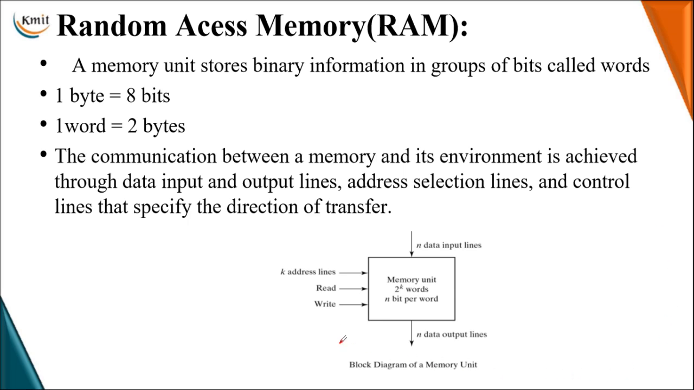This block diagram consists of a total of 2 power k words, and each memory location can hold n bits. So for each word consisting of n bits, we require n data input lines and n data output lines. RAM is also defined as a memory device, a collection of memory cells, where each memory cell can hold 1 bit of data. This data can be defined with 1 bit, 1 byte, or words.